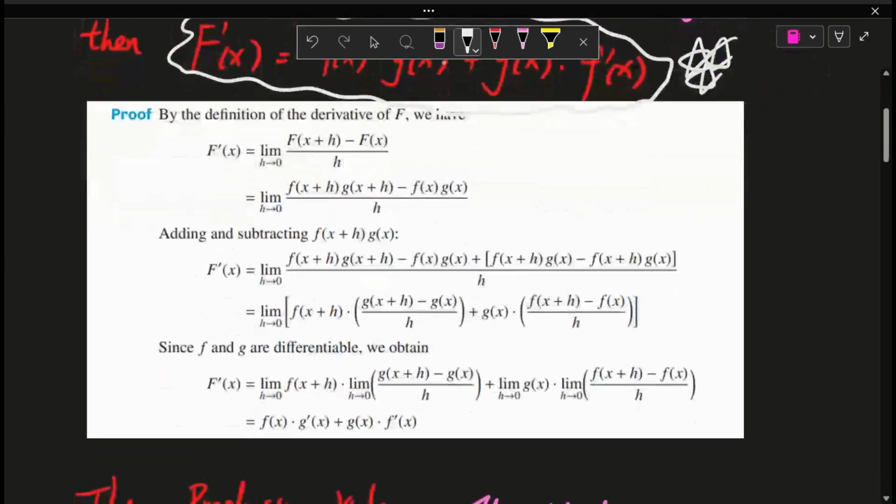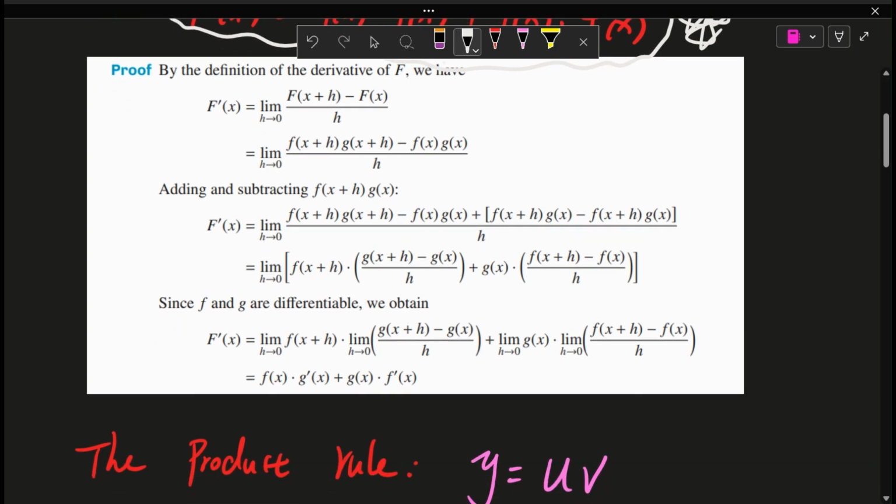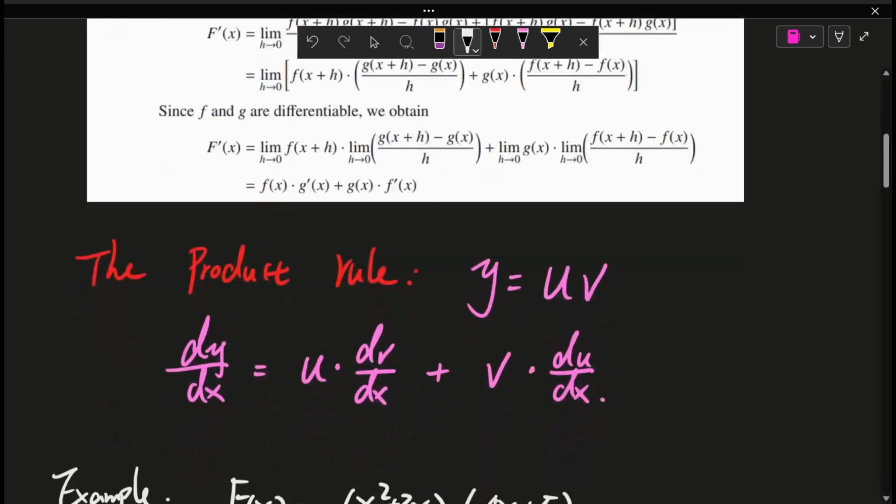And here's the proof. I'm not going to go through this one. Please have a look at it if you're interested in how to get the product rule. I won't stop you if you want to prove it by yourself, but for me, it's going to be a long journey. Let's have a look at the product rule.